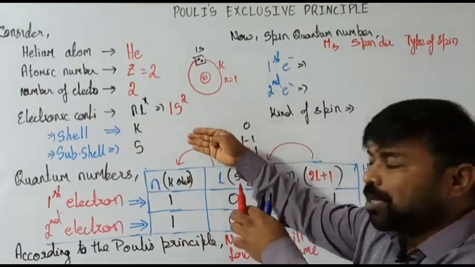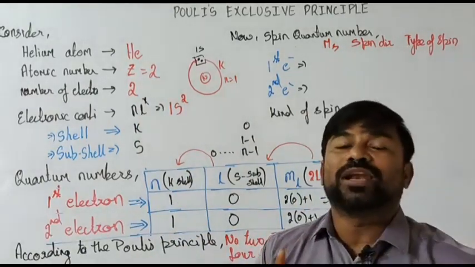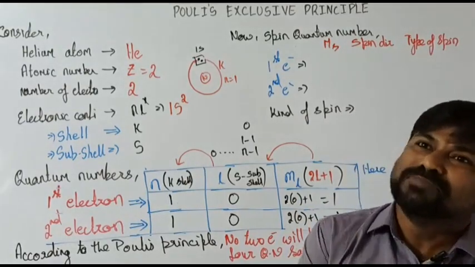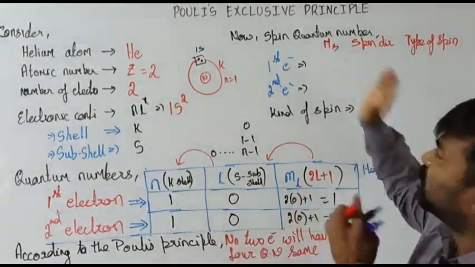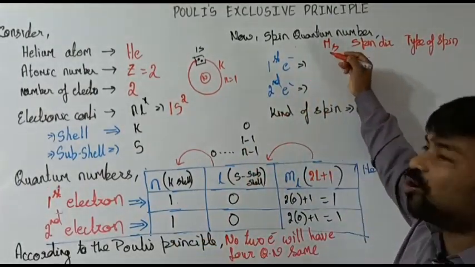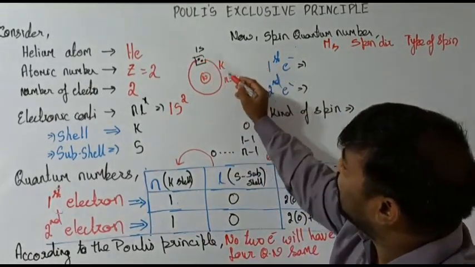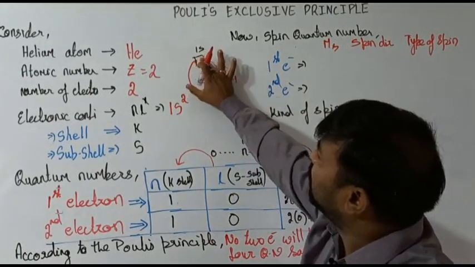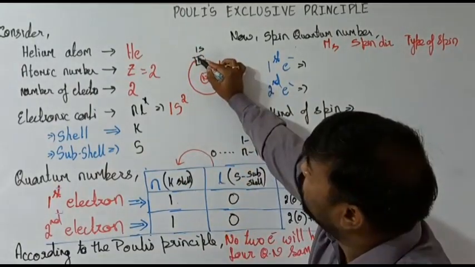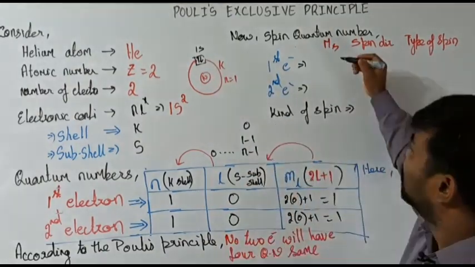The azimuthal quantum number is the same. The principal quantum number is the same. But Pauli says that no two electrons should have the same set of quantum numbers. Something should be mismatched, but here everything is matched. Now let's go for the only alternative present there, which is spin. If you think about that orbital, what kind of spin does it have? It will have two spins in different directions.